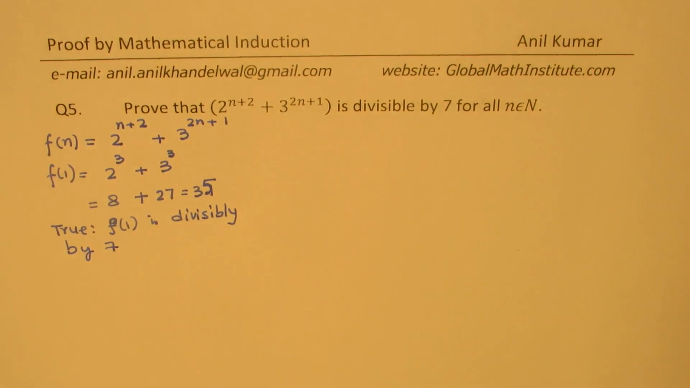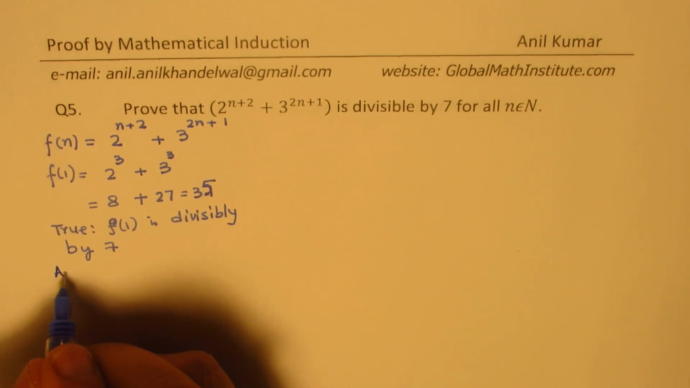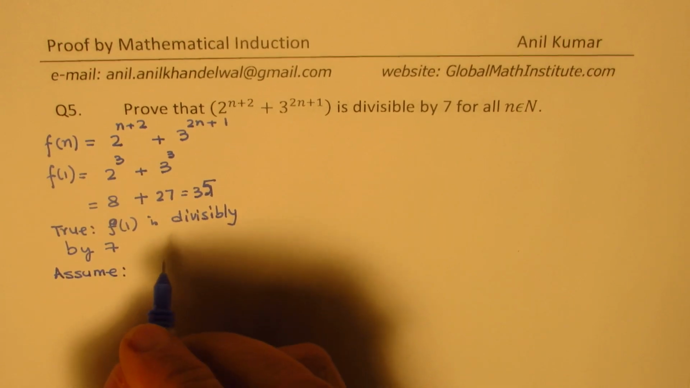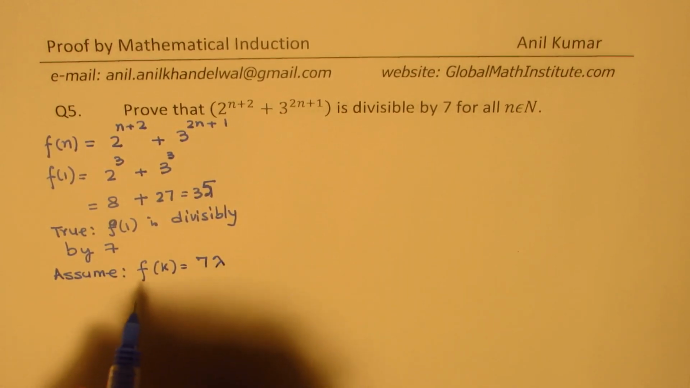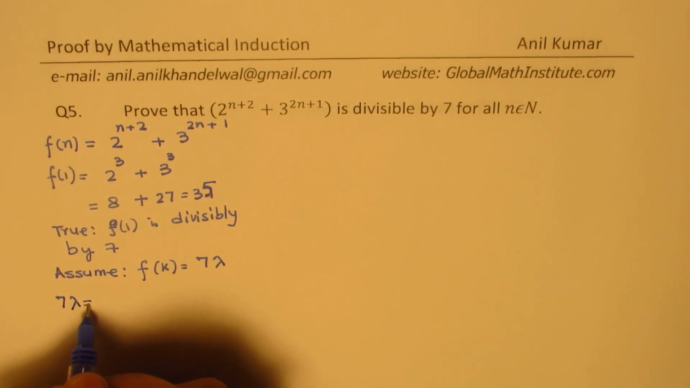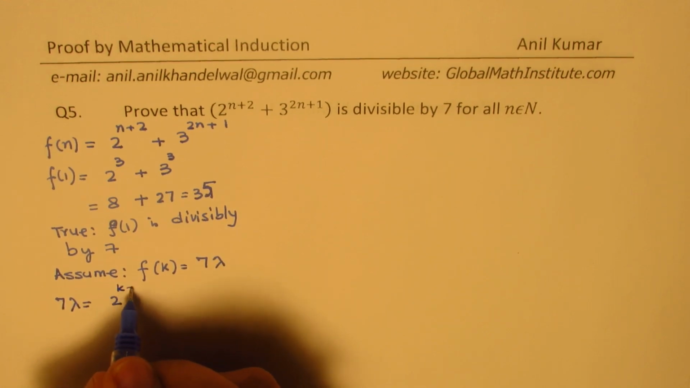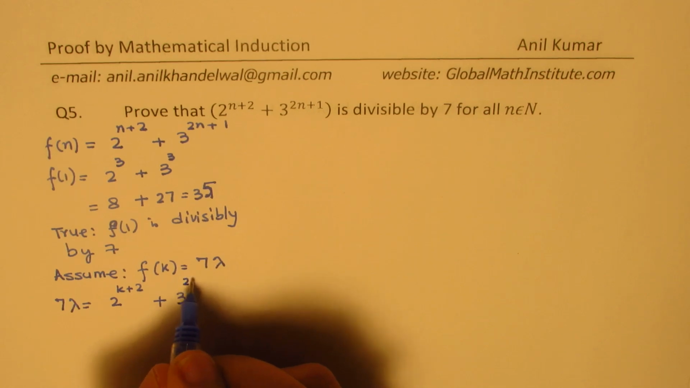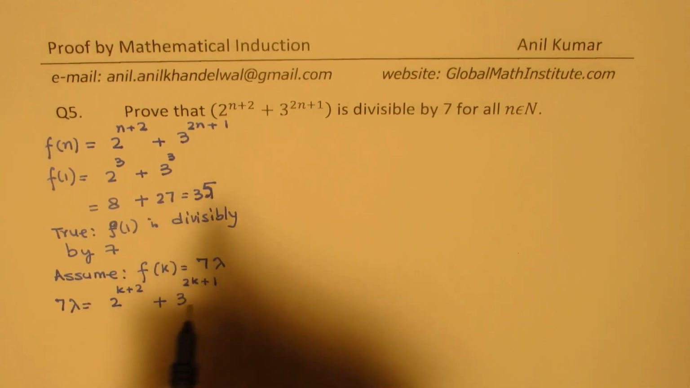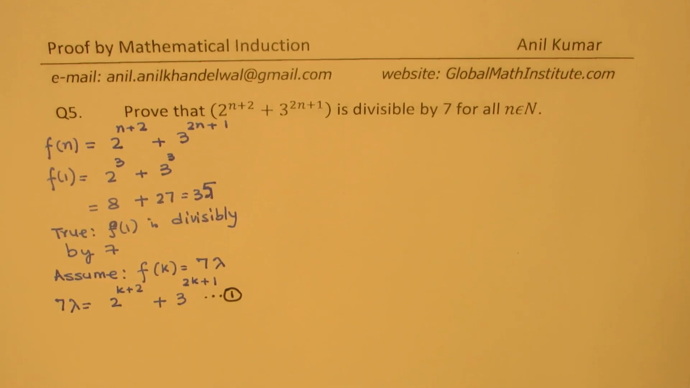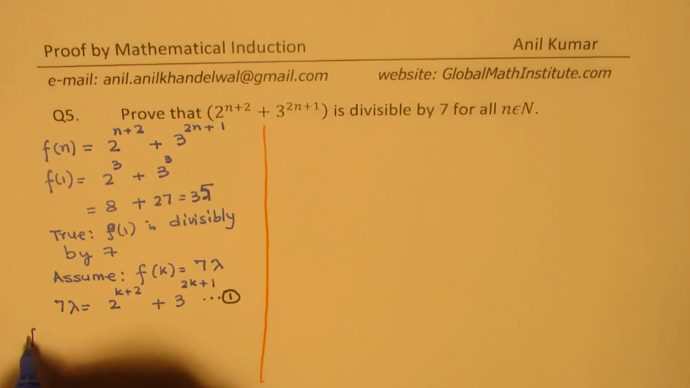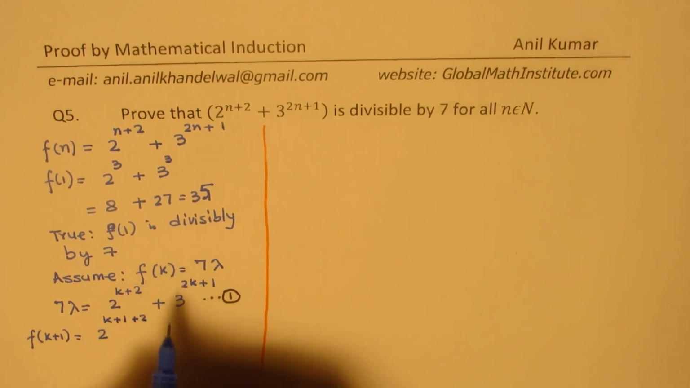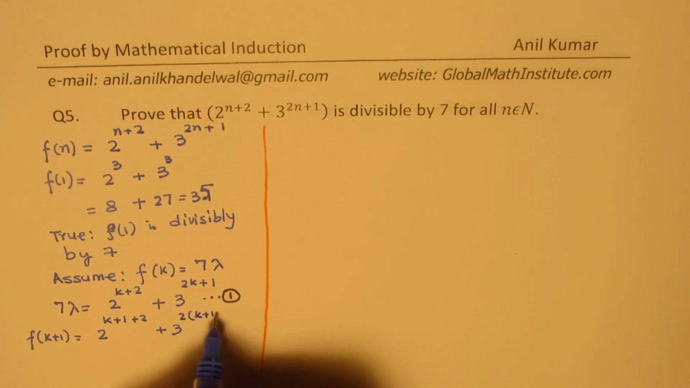by 7, right? Now what we are going to do here is, we are going to assume that f of k is equal to 7 times lambda. It's also divisible, right? That's what we are going to assume. So we can write 7 times lambda as equal to 2 to the power of k plus 2 plus 3 to the power of 2k plus 1, right? So we'll call this as our equation number 1. What we need to prove is that f of k plus 1 is divisible, right? So we need to find what is f of k plus 1. So that will be 2 to the power of k plus 1 plus 2 plus 3 to the power of 2 times k plus 1 plus 1, right?